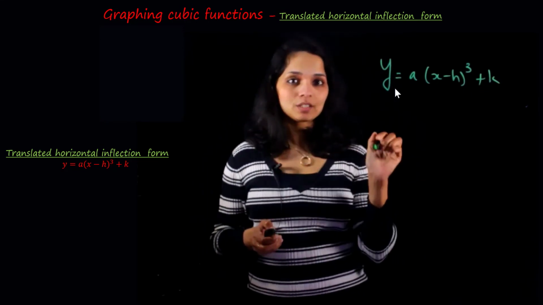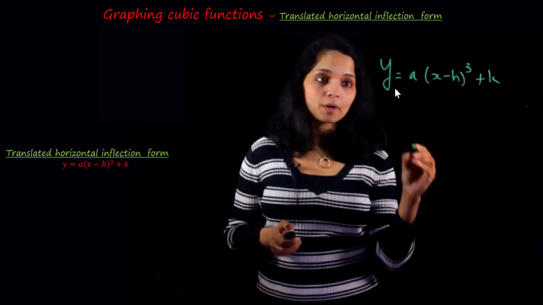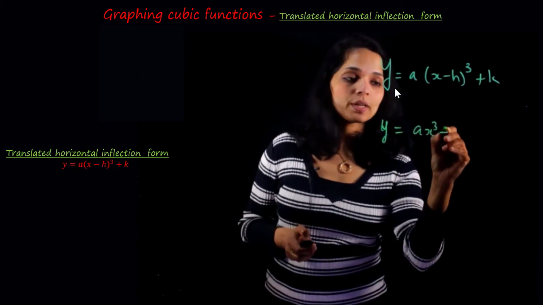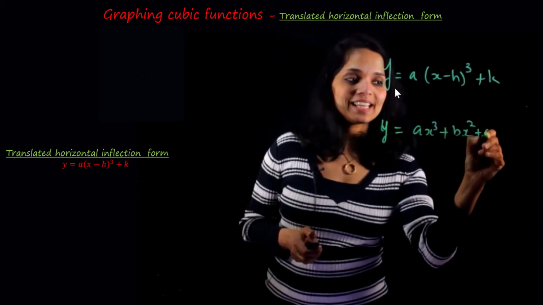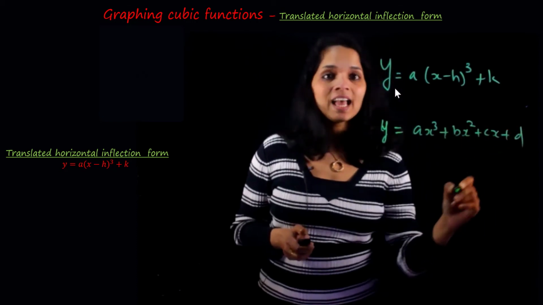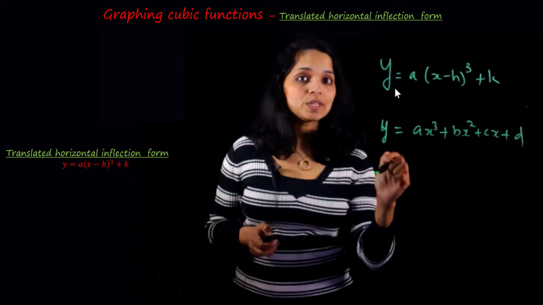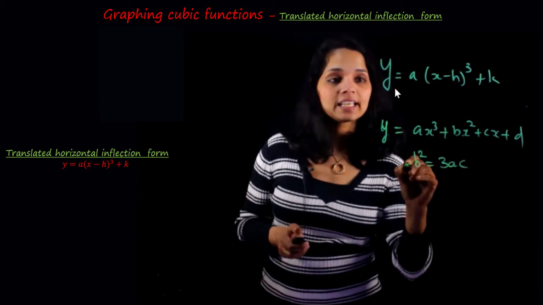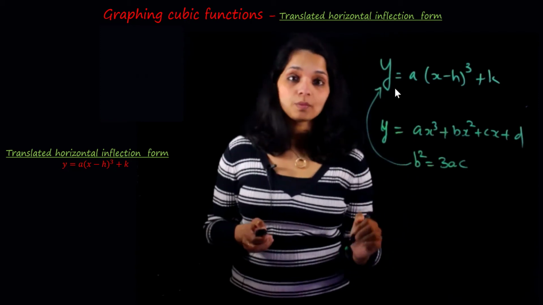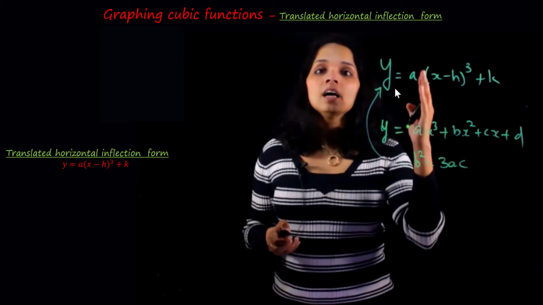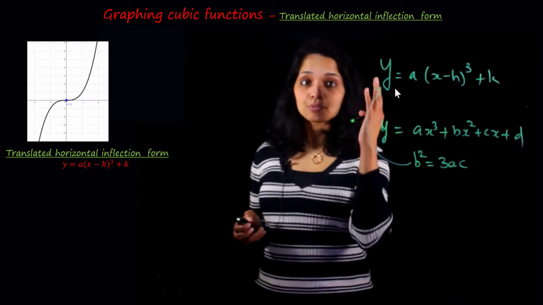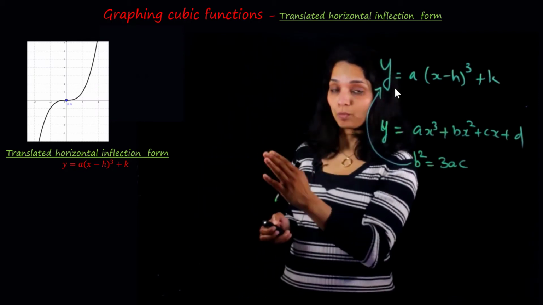We know that the general form of the cubic function is y equals ax cube plus bx square plus cx plus d, and only functions which have b square equals 3ac can be written in this translated horizontal inflection form, and such functions have a graph which looks similar to that one.